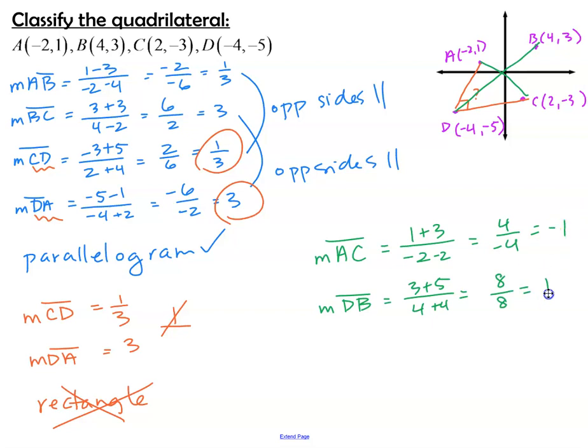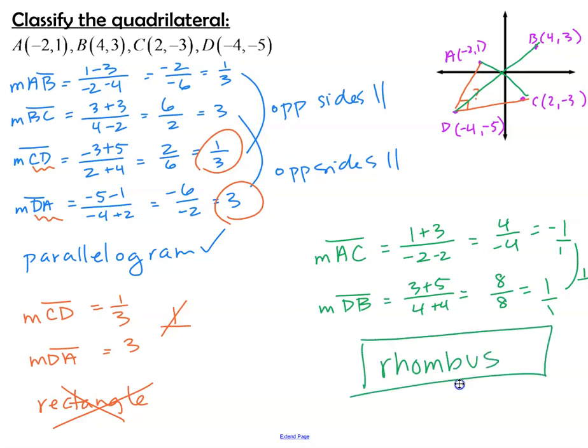So when you take a look at these two slopes, -1 and +1, remember this is 1 over 1 and 1 over 1. So they are reciprocals. One is negative, one is positive, so they are opposites, which means that these slopes are perpendicular. So this is a rhombus. That is our final answer for quadrilateral ABCD.